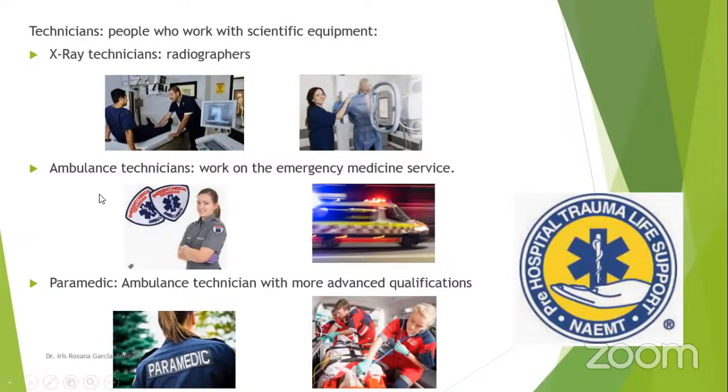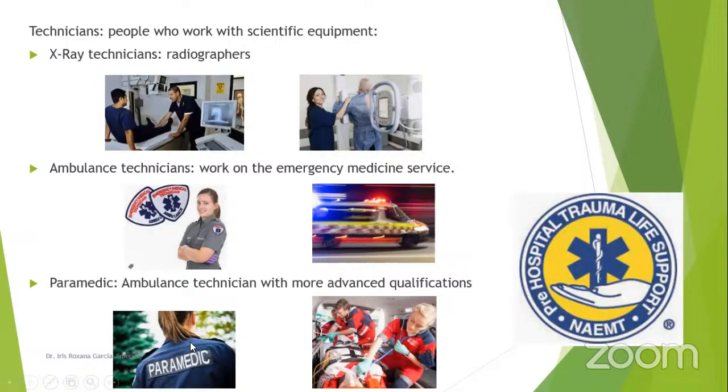Then we have the ambulance technicians. They work on the emergency room, on the emergency medical service. They don't have the capability to leave the ambulance, for example, and go for assisting people. They are not for that. They are in that place just for driving the ambulance.